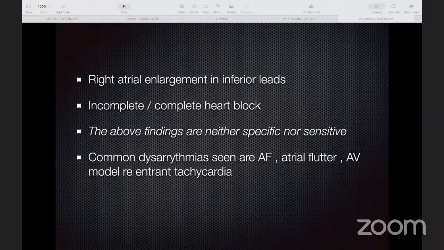So when we observe these findings, that should give a thought of pulmonary hypertension, leading to ordering further diagnostic testing.